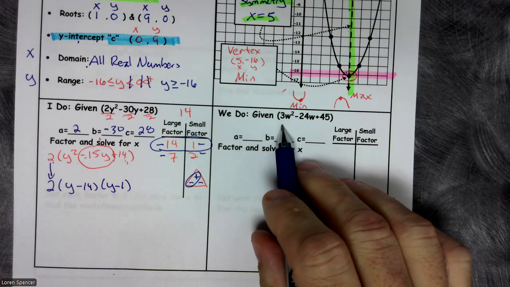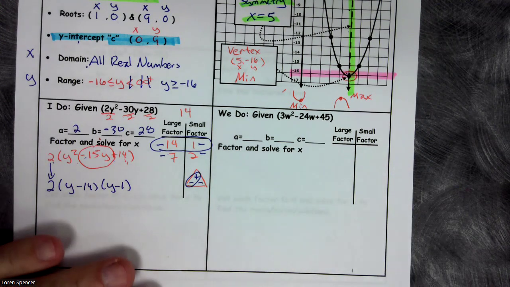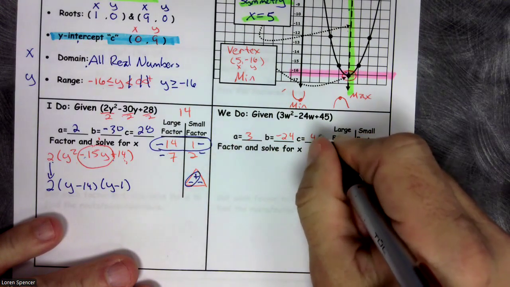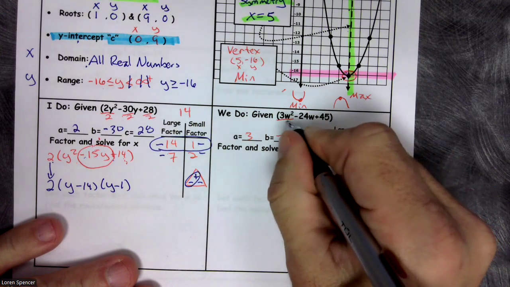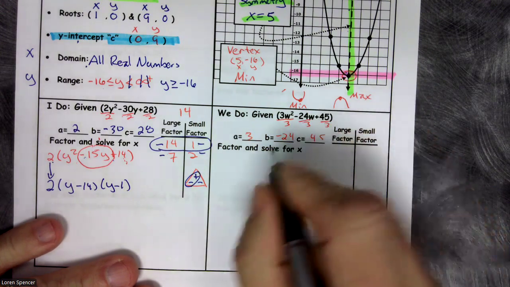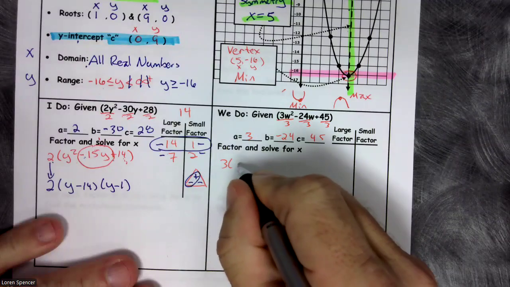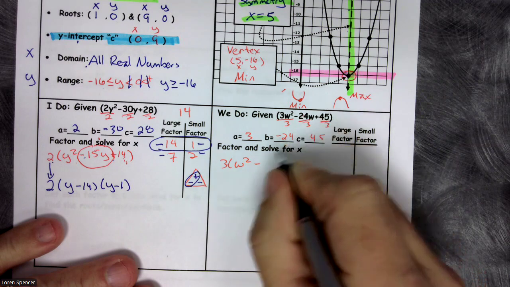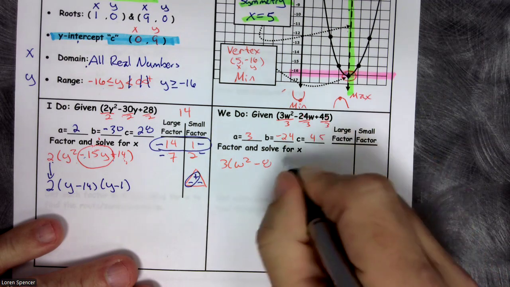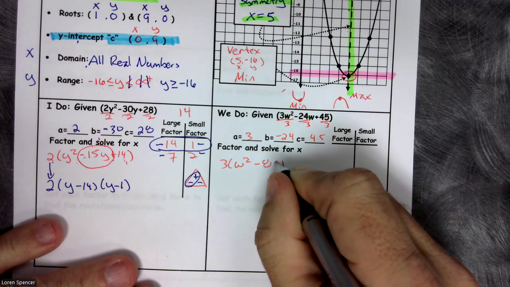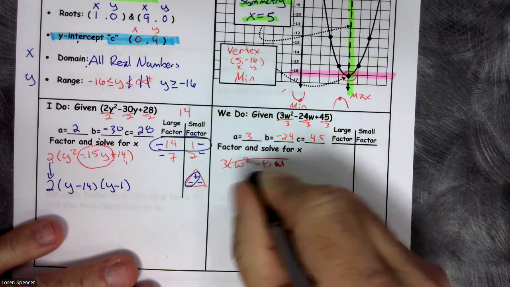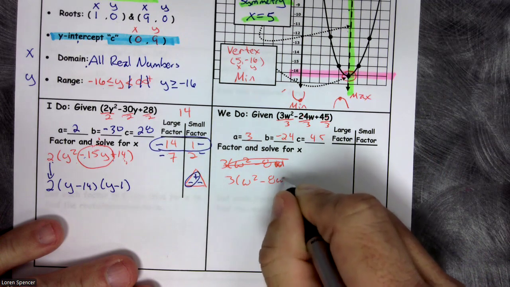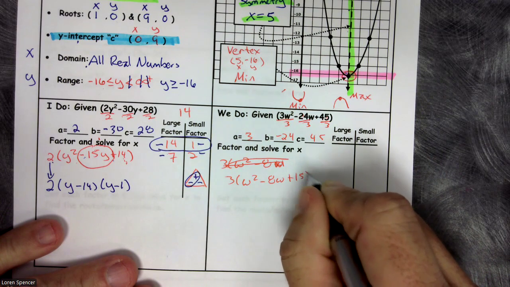Here, it's divisible by 3. So even though we currently have 3, negative 24, and 45, we can divide all of these by 3. And when we do that, we're going to have 3 parentheses. This will be a 1 out here. 24 divided by 3 is 8. 45 divided by 3 is 15. This should be a W. I'm going to rewrite all that. 3 parentheses W squared minus 8W plus 15.